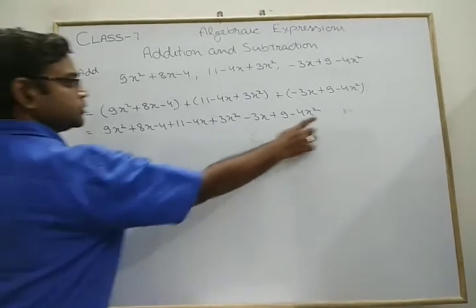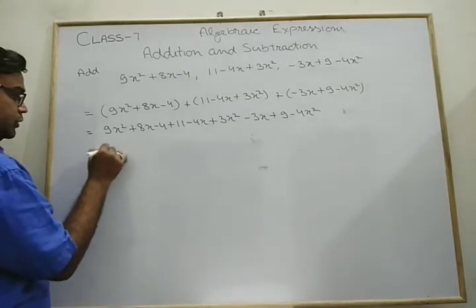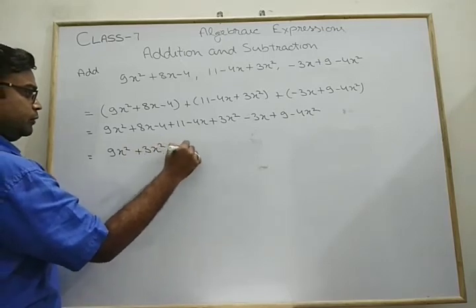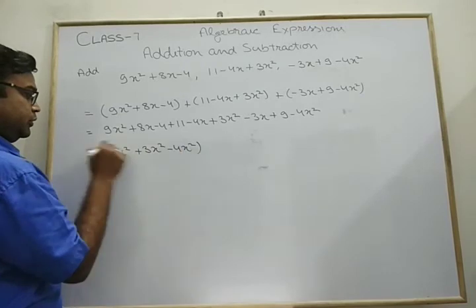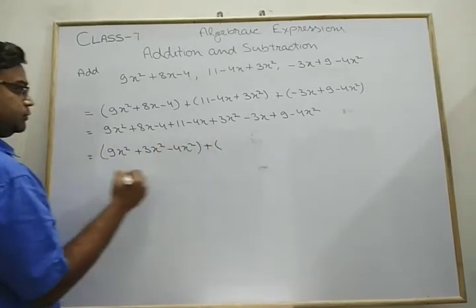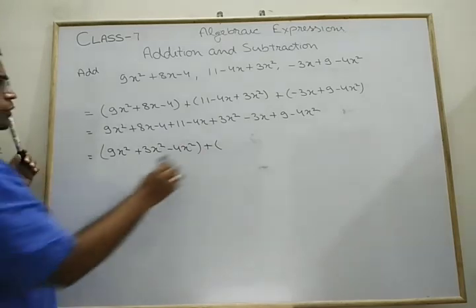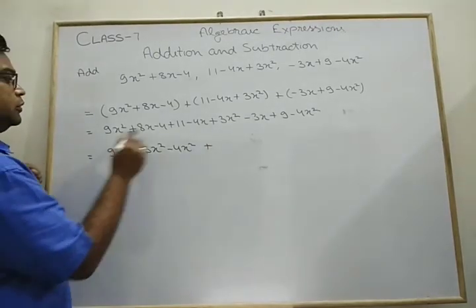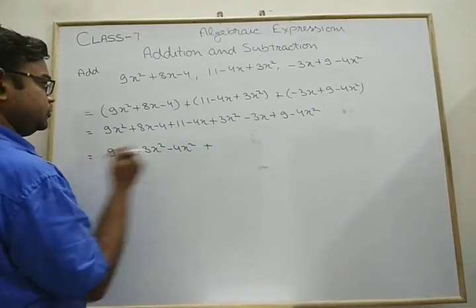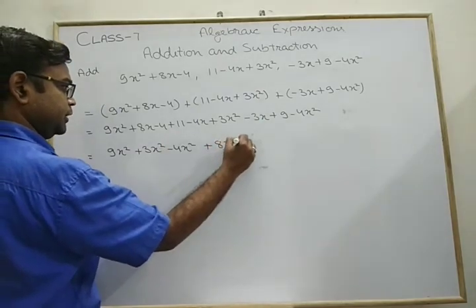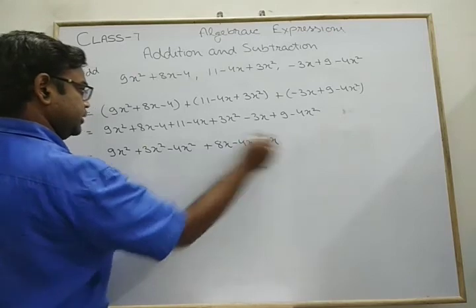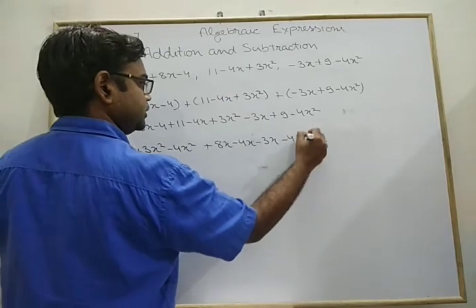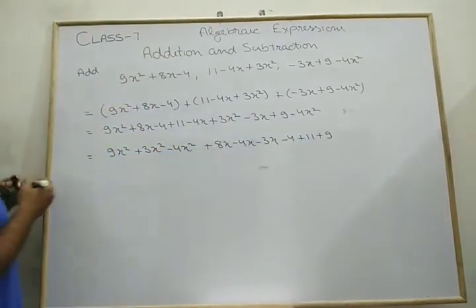So there are three x square like terms. So we write 9x square plus 3x square minus 4x square together. Then we use a plus sign. You need not use brackets if you wish. Now the next part, x: plus 8x minus 4x minus 3x. Then the constant part: minus 4 plus 11 plus 9.